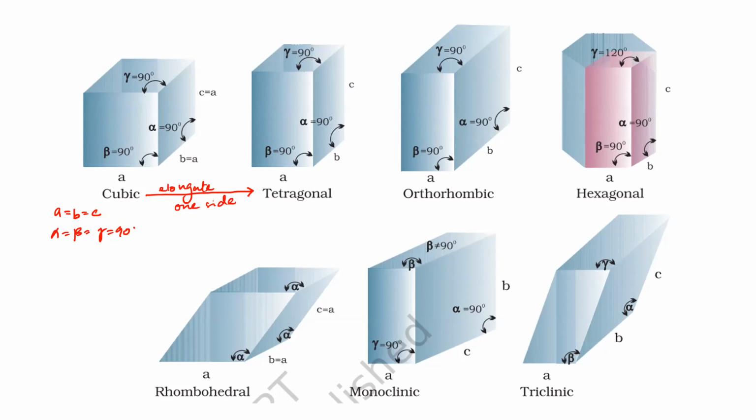Okay, so in cubic shape, if you increase one of the sides, then you will get tetragonal, in which A will be equal to B, but B will not be equal to C, but all the angles will be equal to 90 degree. Alpha is equal to beta, it is equal to gamma, which is equal to 90 degree. Now in orthorhombic, you will elongate another side. What I am doing is changing the length of another side, and that is why A will not be equal to B, it will not be equal to C, but the angles are still the same. Alpha is equal to beta, it is equal to gamma, which is equal to 90 degree.